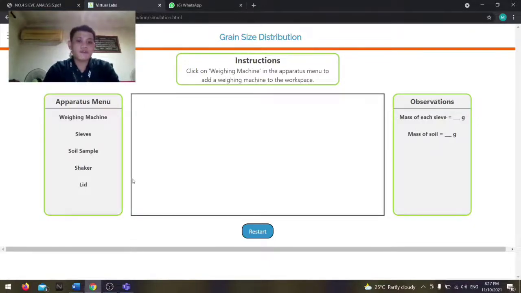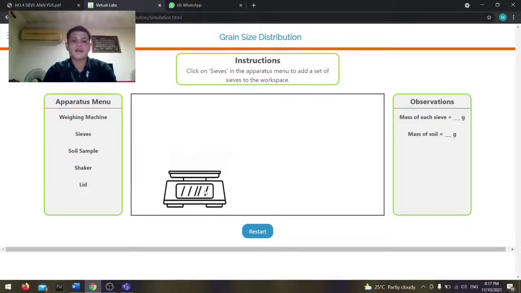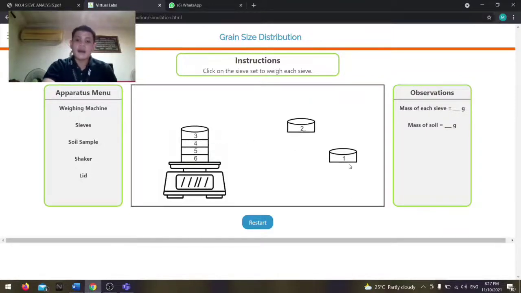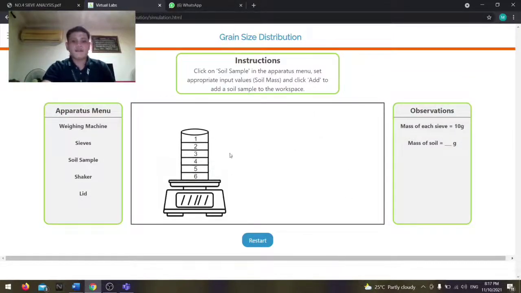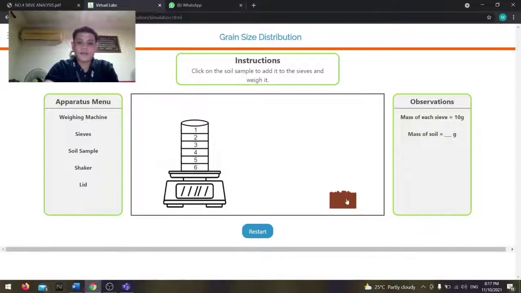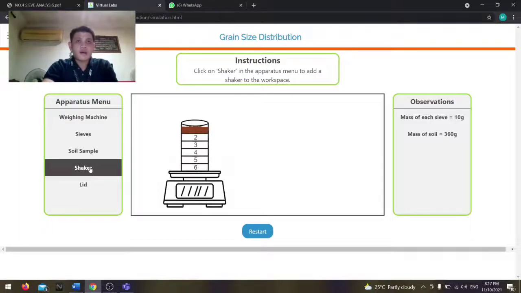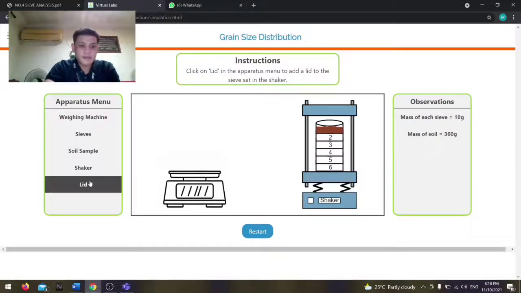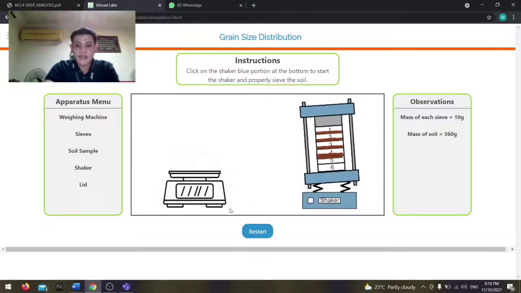For this lab, the first procedure is to prepare the weighing machine to weigh the soil and sieve. Next, put the sieves according to size on the weighing machine and record the mass of each sieve. Then weigh 360 gram of soil and put it into the sieve. Then put the sieve and soil into the shaker and shake for 5 minutes.